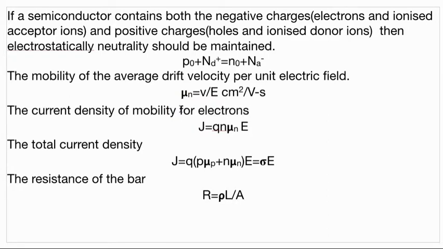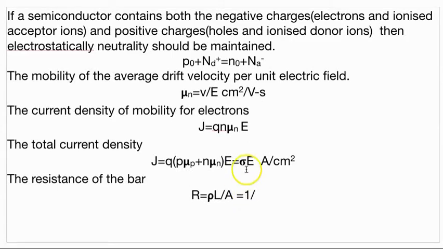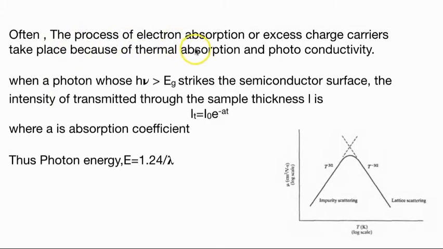Similarly, it could be written for holes also, and the total current density will be q into the hole concentration times the mobility of holes plus the electron concentration times the mobility of electrons, into E. E is the electric field, and this equals sigma into E, which is in ampere per centimeter square. And the resistance of the bar is R equals rho L by A. You can calculate rho, which equals 1 by sigma, or you can say R = L by sigma into A. It will be similar.